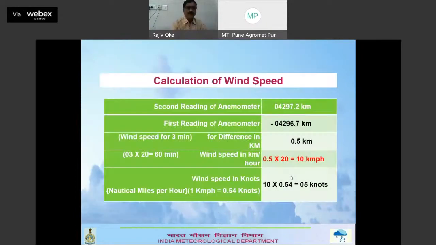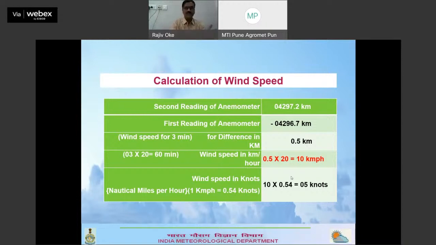So the calculation of wind speed, let us take an example: second reading of the anemometer minus first reading of the anemometer, the difference is 0.5 kilometers only, and this difference is for only 3 minutes. So we have to amplify it to kilometers per hour, so we want to make it an hour, multiplying both sides by 20. 3 into 20 is 60 minutes, 1 hour. Similarly, 0.5 kilometer into 20 is 10 kilometers per hour. So we are now able to know that the wind is blowing at a speed of 10 kilometers per hour.